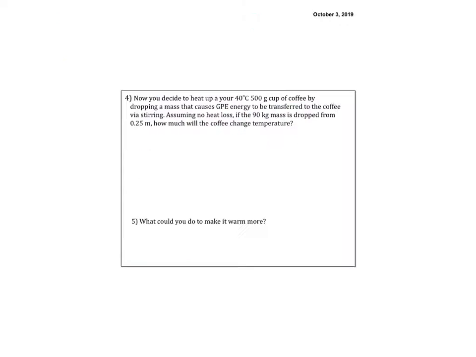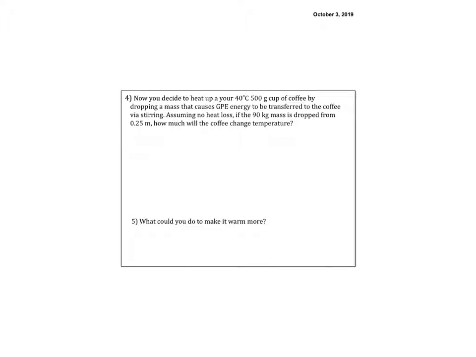All right, let's go to the next page. Last one. Now you decide to heat up a 40 degrees Celsius cup, 500 gram cup of coffee, by dropping a mass that causes GPE energy to be transferred to the coffee via stirring. Assuming no heat loss, if the 90 kilogram mass is dropped from 0.25 meters, how much will the coffee temperature change? Okay, so now we've got two different kinds of energy.